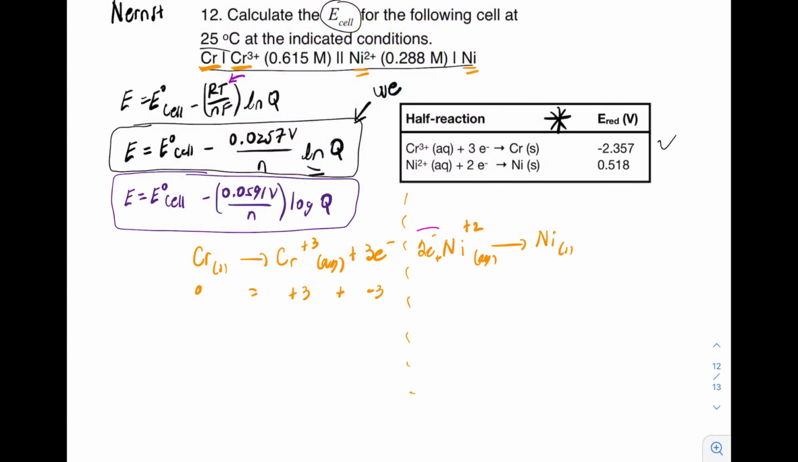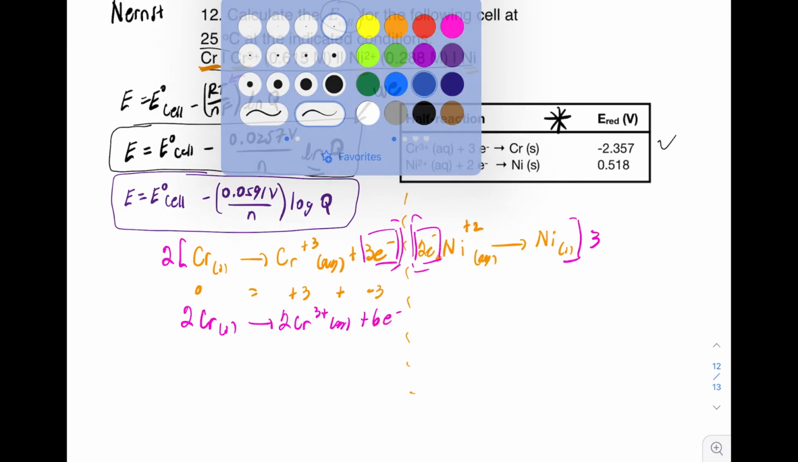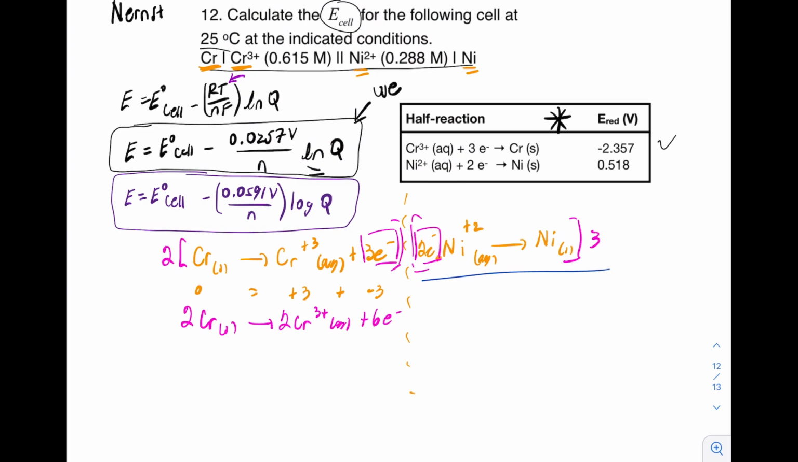Now, remember what we need to do in order to get these equations to correctly come together. We need to make sure that we find the common multiple of the number of electrons. So 2 times 3 is going to be equal to 3 times 2, or 6, okay? So we're going to have 2 chromium going to form 2 chromium, and we have our 6 electrons there. I'll switch pen colors here. Now for the nickel guy, 3 times 2 is 6 electrons. 3 times the nickel.